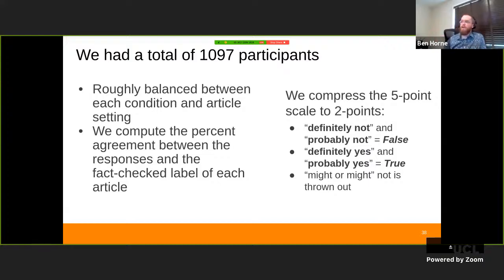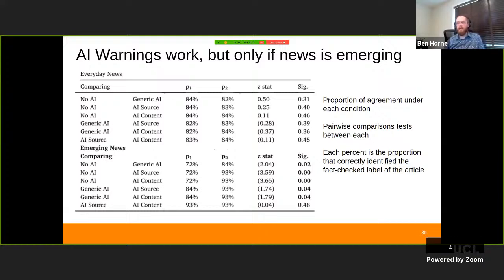And so with this belief question, now we can sort of do some quantitative work, very simple quantitative work. We're going to compute the percentage of agreement between the consumer believing that response and the fact check label of the article. We do this by compressing that 5-point scale down to 2 points. So very simply, if they answered definitely not or probably not, this is going to line up with false. If they said definitely yes or probably yes, this will align with true. And then we throw out all the might or might not responses. We'll get back to these might or might not because they're quite interesting. But for this pairwise comparison, we're going to throw those out.